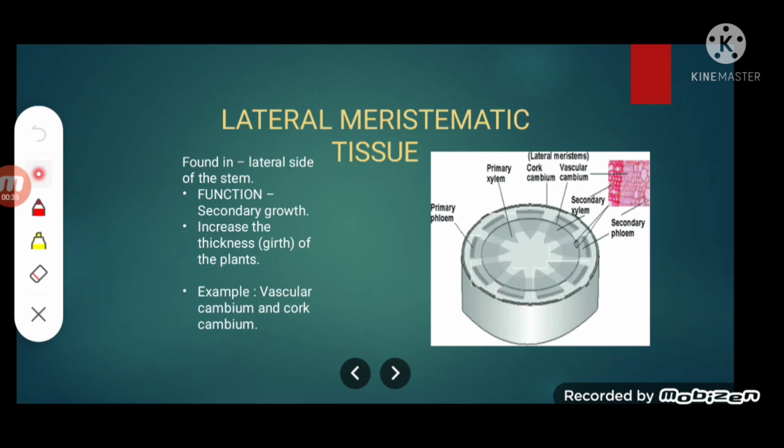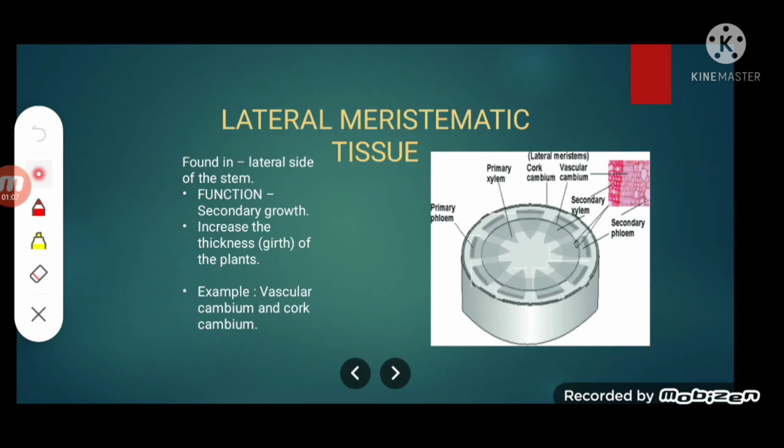And one more layer of meristematic tissue, the cork cambium, will be located just beneath the layer of cork. Cork, I think you all understand, is the outermost covering of the tree stem. The stem always remains covered with cork, just below the layer of the bark of the tree. So what is their function? Their function is to increase the thickness of the plant.